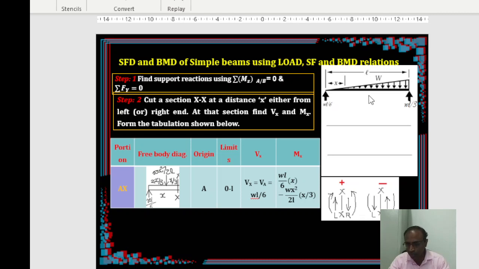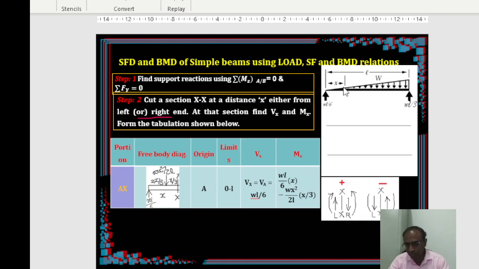The same procedure can be applied if the loading is reversed, like here W and here 0. Same procedure can be adopted. One section is sufficient. And remember the calculation simplicity always. As we have an option of taking the section from left or right hand, you should always prefer the one where calculations are involved in a simple manner.